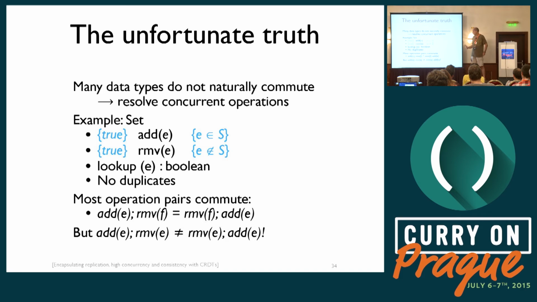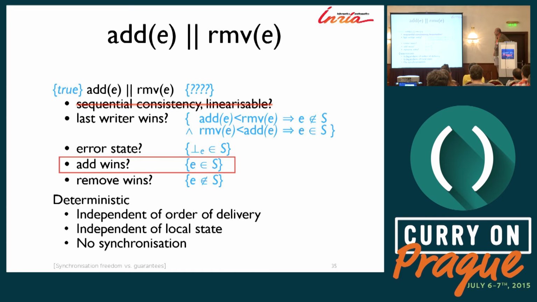But there's one pair that does not commute. If I say add E followed by remove E, it's completely different from saying remove E followed by add E. So now if I want to have concurrent add E with remove E, I have to do something. What do I do? Well, there are different approaches. You could say, let's try to synchronize, so that we all agree on which one is going to come first. But of course, that's going to cost you synchronization. We're trying to get rid of that. So let's forget that, which is a perfectly good solution if it's fine for you. But right now, we're going to forget that.